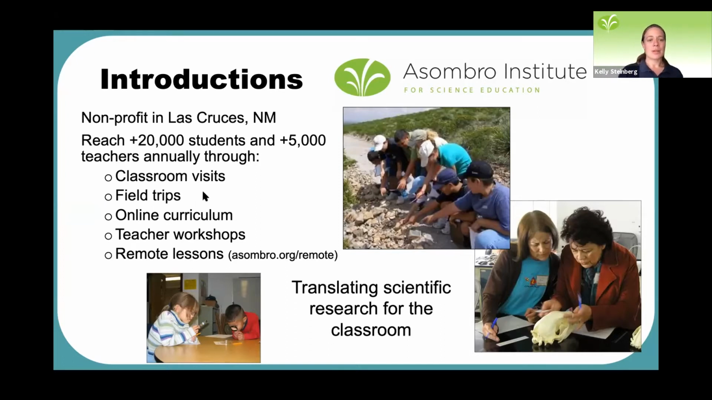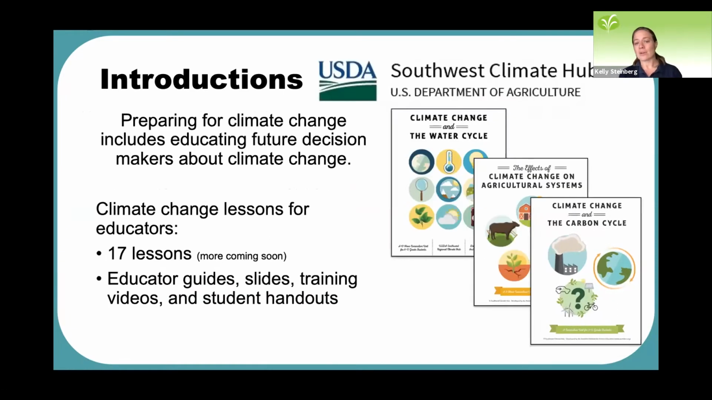Today we are partnered with the USDA Southwest Climate Hub. About 6 years ago, the Climate Hub partnered with us to create education materials to publish online. These materials are about preparing future decision makers, our students, to be informed decision makers about climate change. We currently have 3 modules: climate change in the water cycle, the effects of climate change on agricultural systems, and climate change and the carbon cycle, published online.